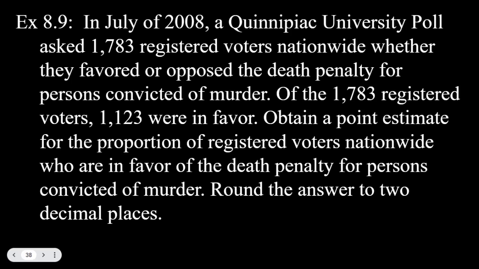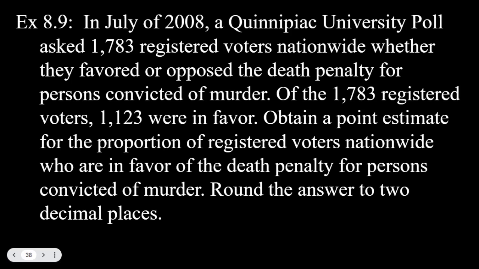Example 8.9. In July of 2008, a Quinnipiac University poll asked 1,783 registered voters nationwide whether they favored or opposed the death penalty for persons convicted of murder. Of the 1,783 registered voters, 1,123 were in favor. Obtain a point estimate for the proportion of registered voters nationwide who are in favor of the death penalty for persons convicted of murder, and then round our answer to 2 decimal places.